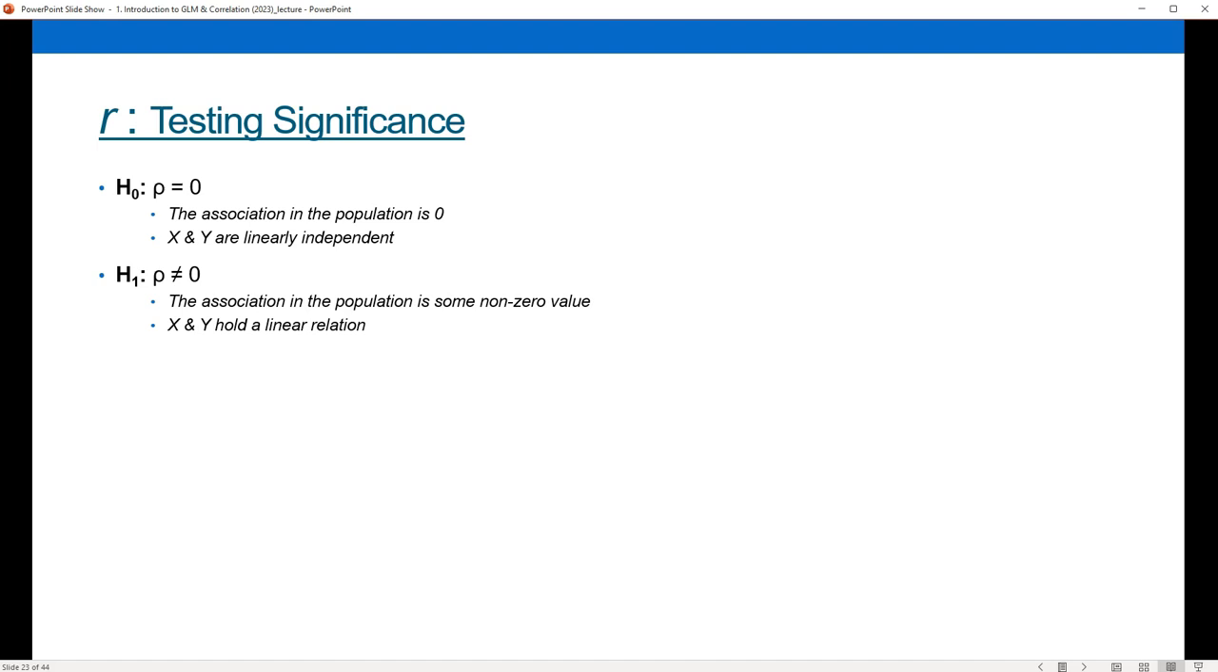Okay, our alternative hypothesis for correlation is rho not equal to 0. This is just saying that the association in the population is some value other than 0. It's just not exactly 0. It's either something positive or negative. Again, with our non-directional test, it can be either way. Basically, what we're saying here is that x and y hold some form of linear relation within the larger population. Again, remember that when we're talking about our generalized linear model and our correlations, we're always looking at linear associations. Okay.